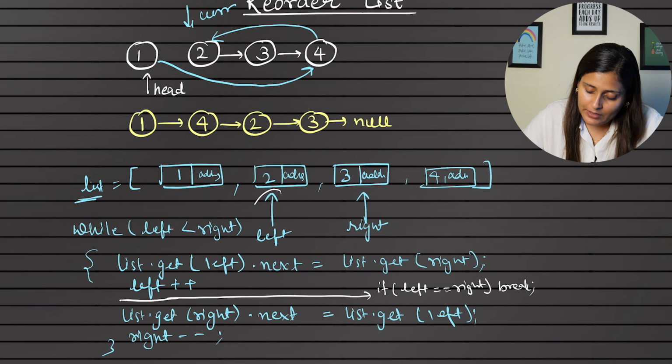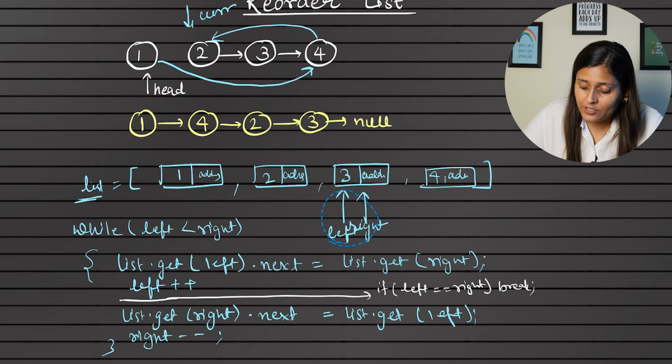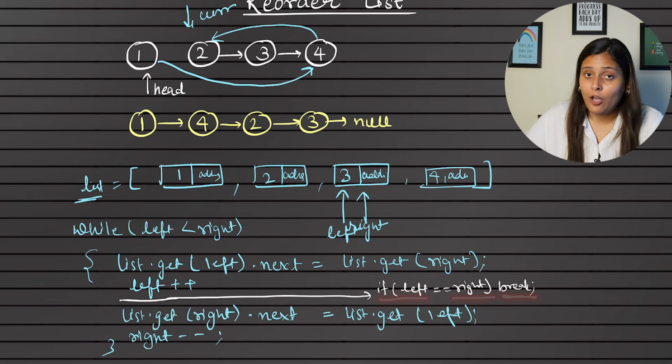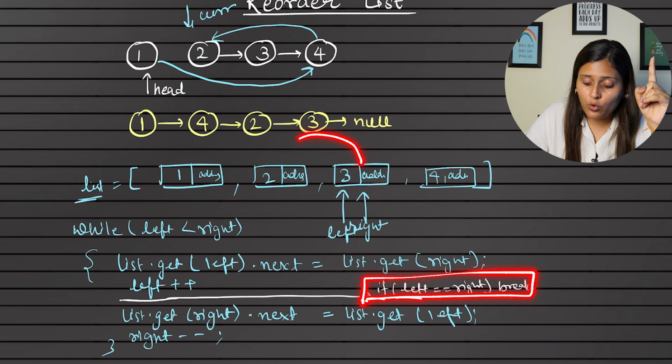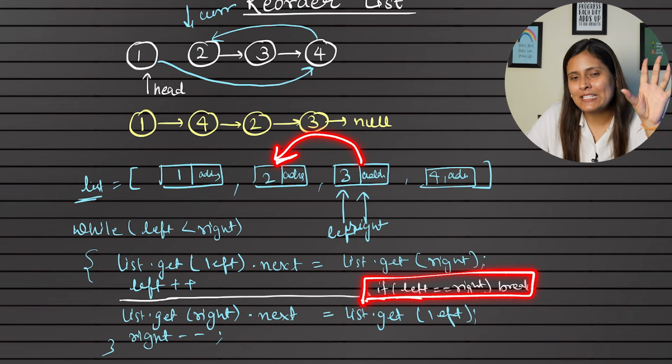See what will happen? Left plus plus means, can I say left will come at the same index where right is pointing to? Yes. And after this we will check if left and right are equal, yes, break it. Why? Because if you will not break at this point, think again, now right will go here. Does it make any sense?